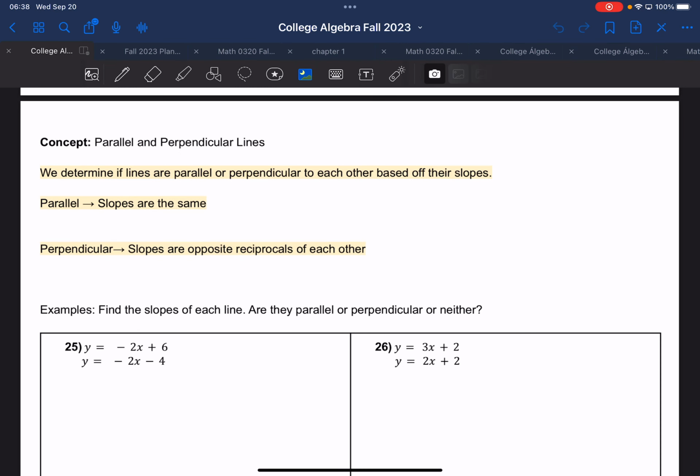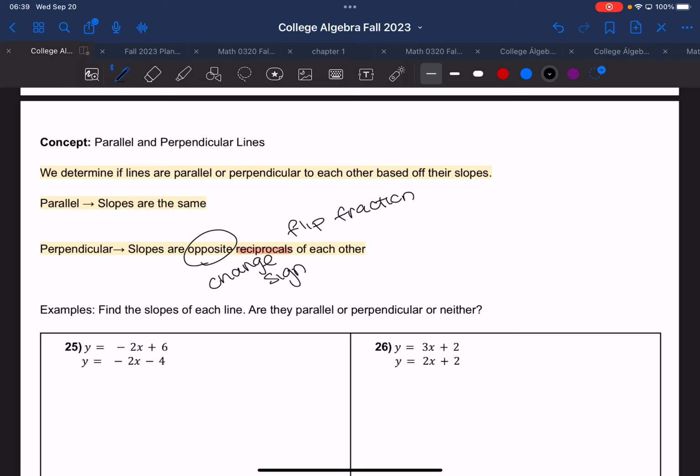Okay, so topic 7, part 2, we're going to talk about the concept of parallel and perpendicular lines. We determine if something is parallel or perpendicular based off their slopes. If the slopes are the same, then it's parallel, but if the slopes are opposite reciprocals, then they are perpendicular. Reciprocal means to flip the fraction. Opposite means we change the sign. So if it's positive, we change it to negative and then flip the fraction, and vice versa.